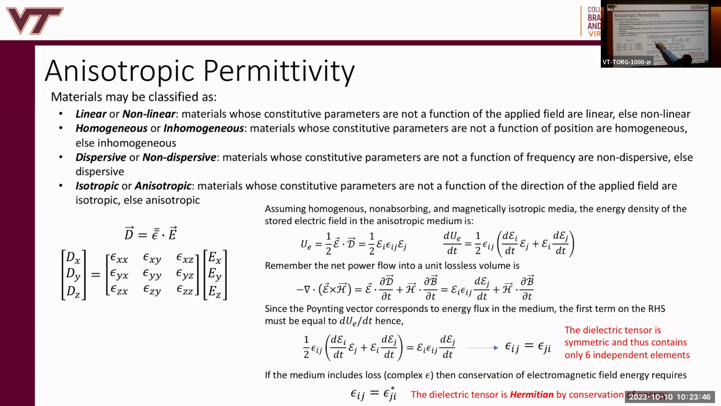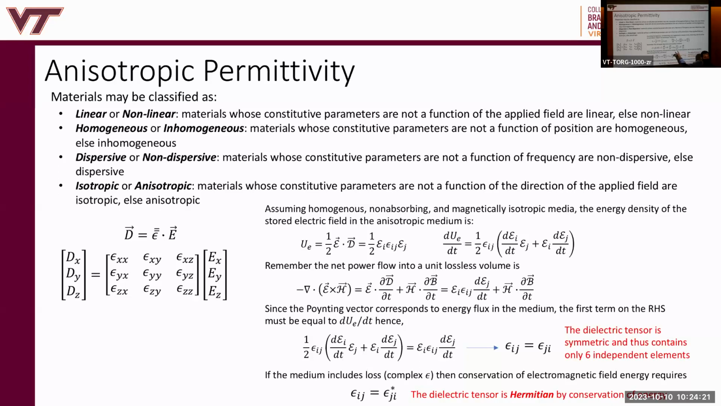Homogeneous or inhomogeneous: a material whose constitutive parameters are not a function of position is said to be homogeneous. That means epsilon, mu, and sigma are constant at all x, y, and z. It's a homogeneous media. Now, there were a lot of steps when we derived the wave equation where I kept asking you, what is the assumption we made when we did this step? It was always pulling epsilon, mu, or sigma out of a divergence or a curl, remember? Because it was constant, we could pull it out of the spatial derivatives.